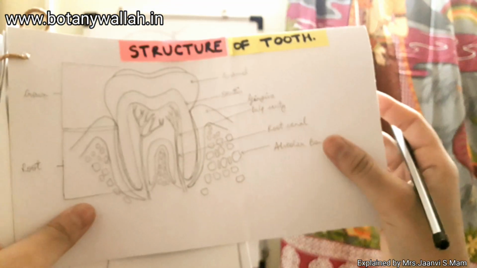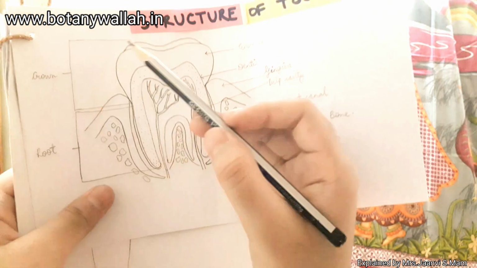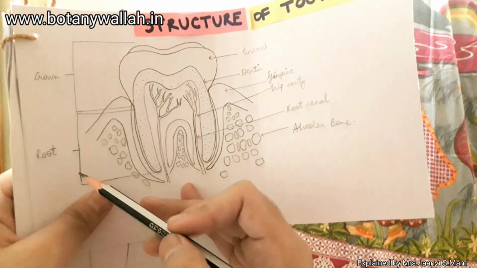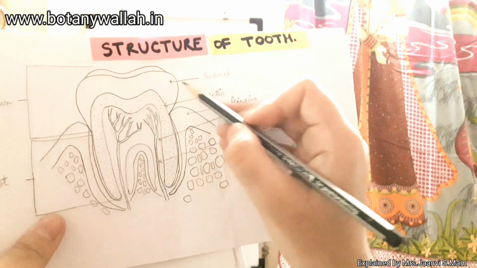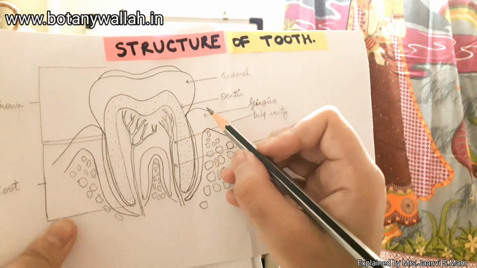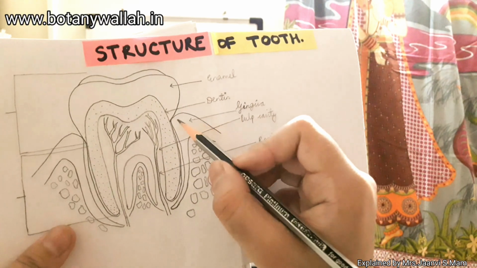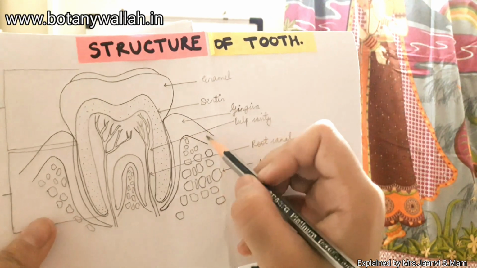So this is the structure of a tooth. The crown is there first, and the root. You can see that this is known as the enamel. Then you have this as dentine. Then this is the gum. The gum is also known as gingiva.